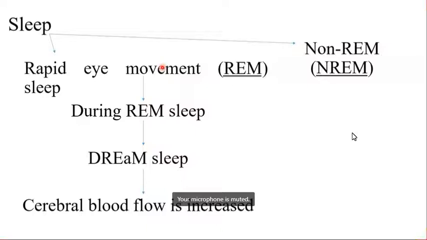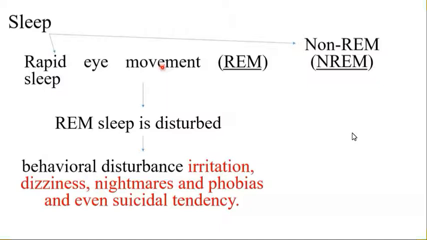Now, in your REM sleep only, you tend to see more of the dreams. There is more cerebral activity. Cerebral activity means there is more consumption of glucose, more blood flow, more oxygen demand, and so on. Now, if your REM sleep is disturbed for 7 days, 10 days, or for a prolonged period of time, you tend to develop some kind of psychological disorder. You might have a behavior disturbance, irritation, dizziness, nightmares.